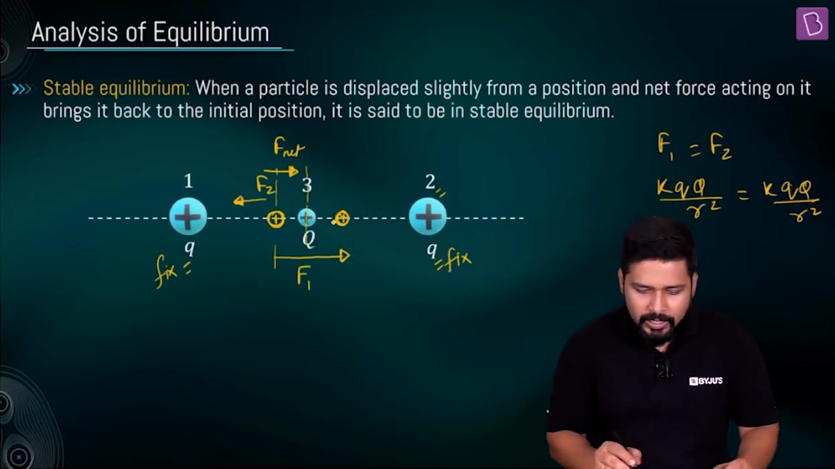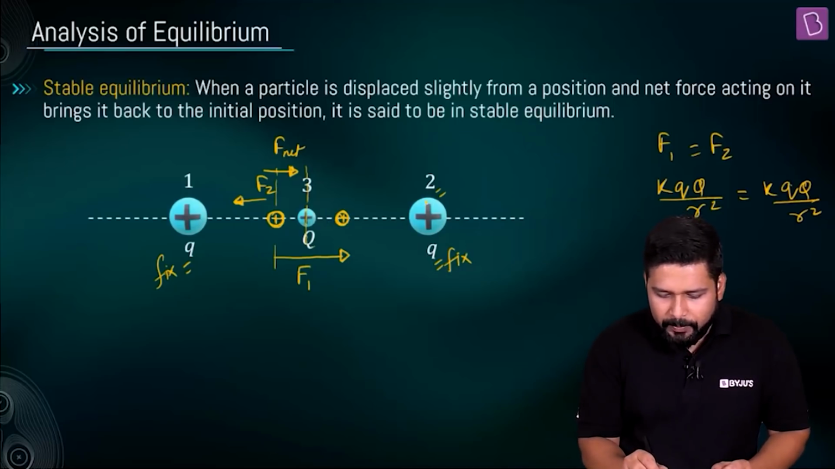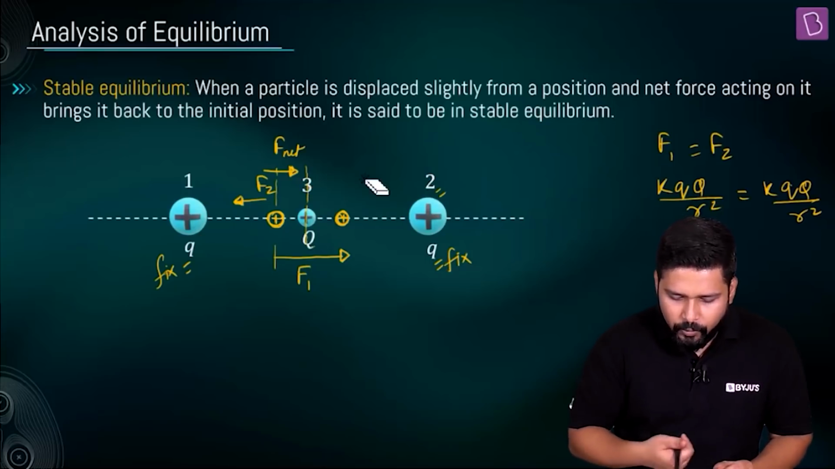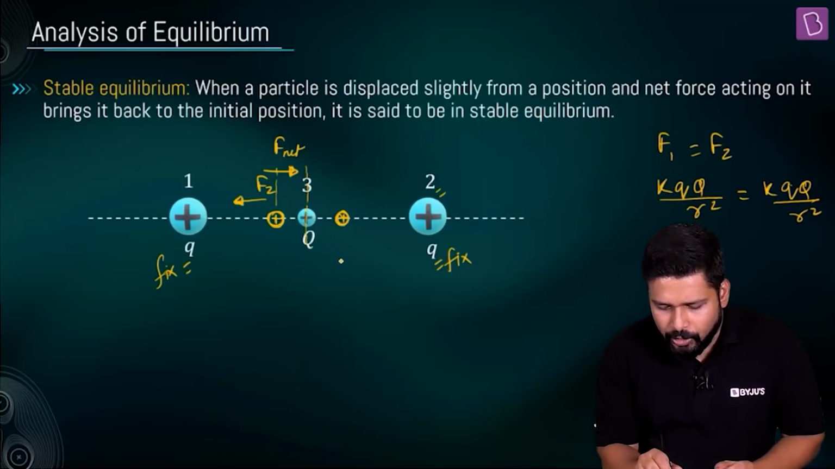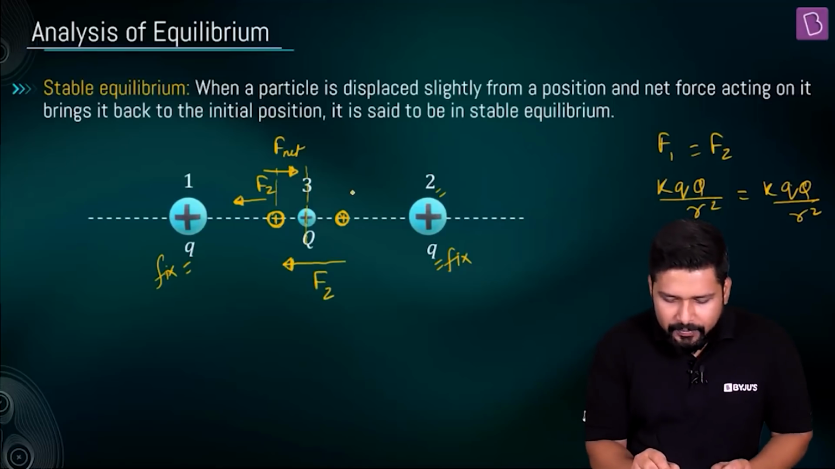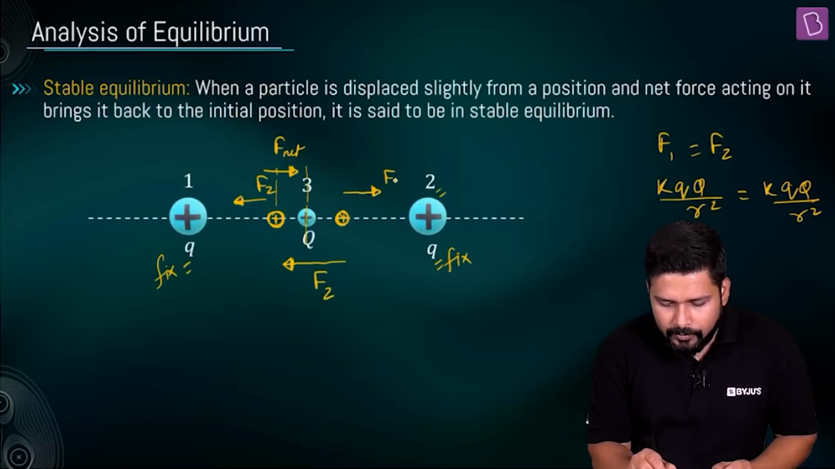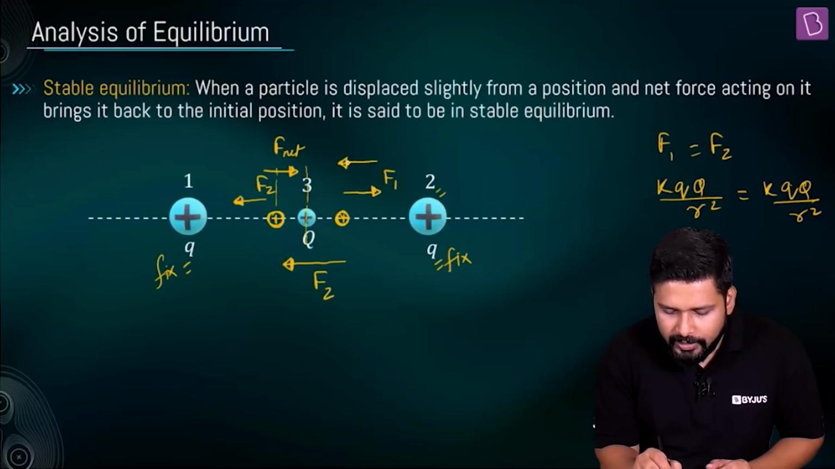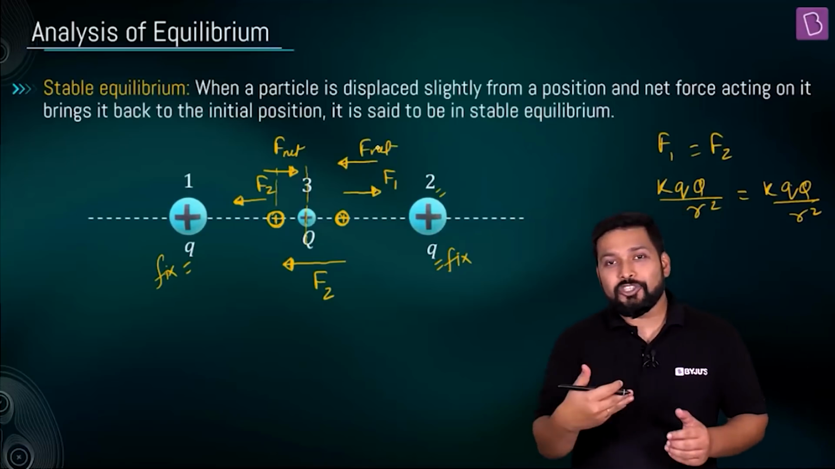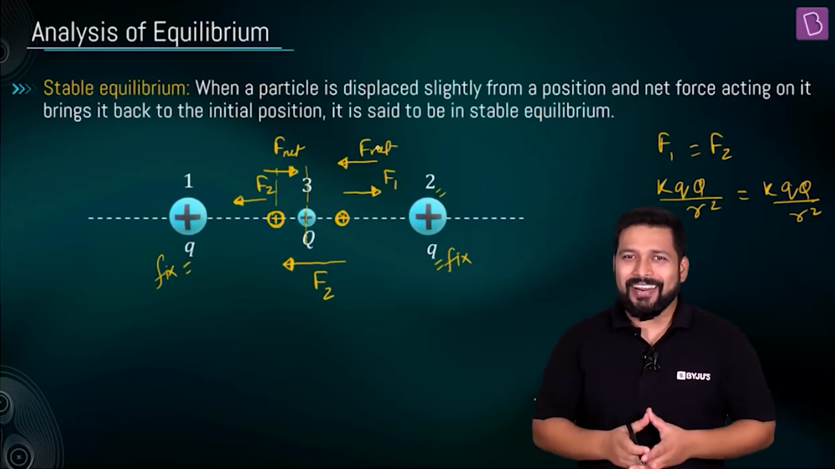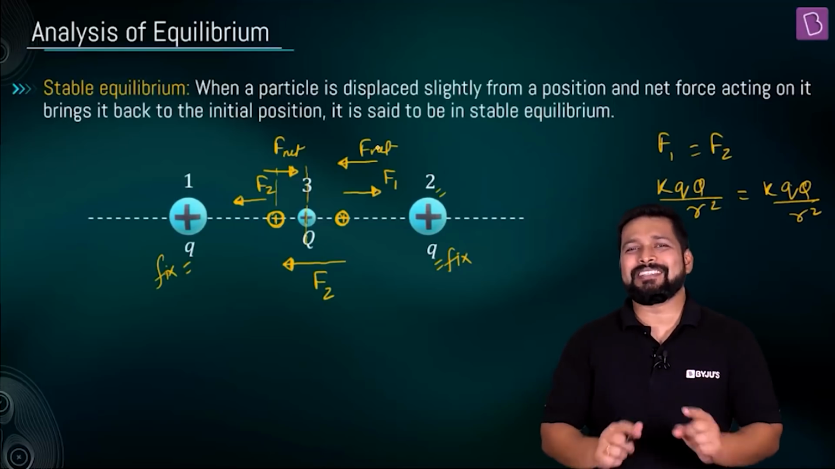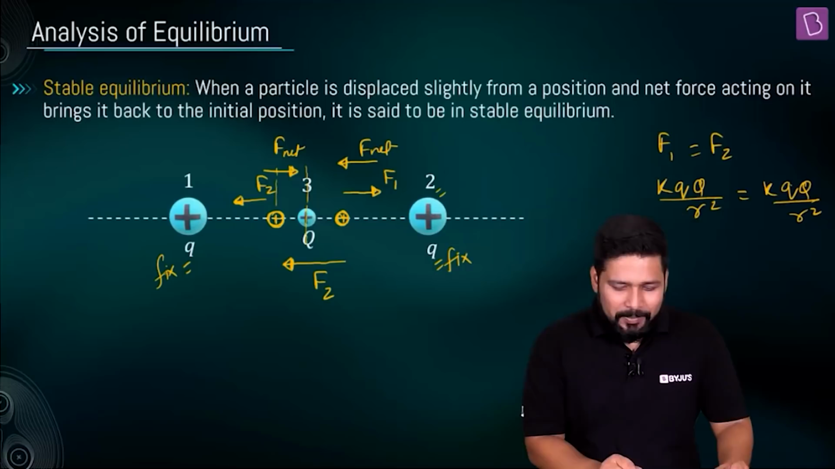Now what will happen? See, the force of repulsion because of this charge number 2 is going to increase. Correct? Let me just draw it over here, because I'm sure you must have drawn the first case. So this F2 will now increase and F1 will now decrease. Correct? What is the direction of the net force? The net force is in this direction, which is towards the mean position, right? So whether you displace it left or right, the charge present at point number 3 is in stable equilibrium, right?